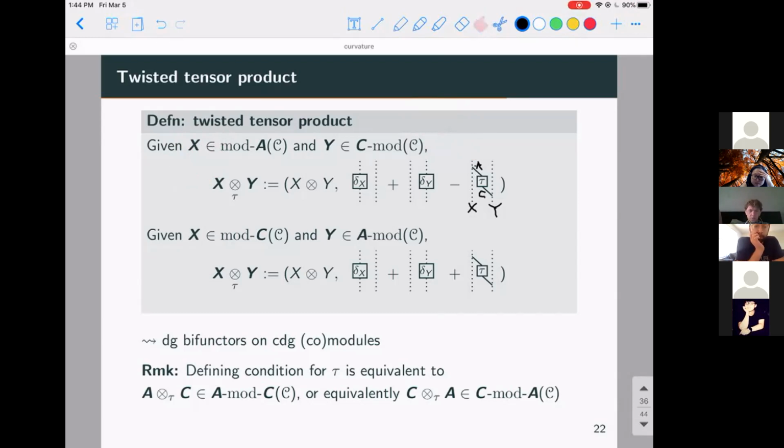So in particular, you can take the regular bimodule A and the regular co-bimodule C and take a twisted tensor product of them together, and that will give you something in A-module, C-comodule. And this will be a CDG. It will have the right curvature condition.